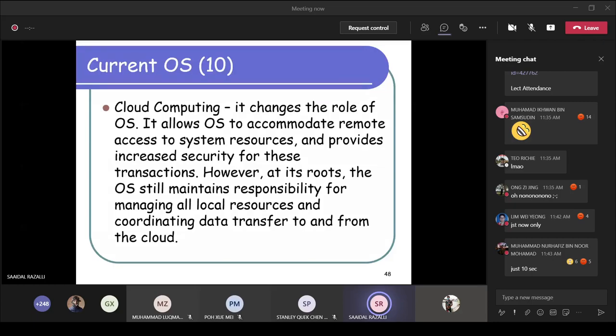So how does it change the role of the OS? It allows us to accommodate remote access to system resources and provides increased security. Of course, if you have a PC and don't have enough funds to buy Microsoft Office, you have the internet and a browser, Chrome, which is free, and you can use Google Office or something like that. So you can run some applications in the cloud computing, okay?